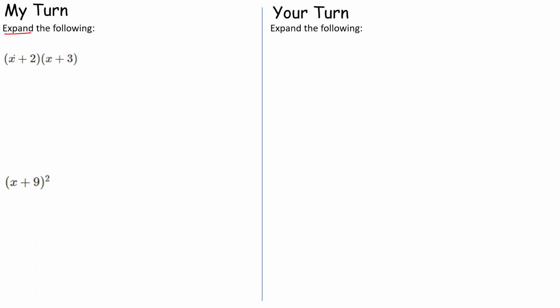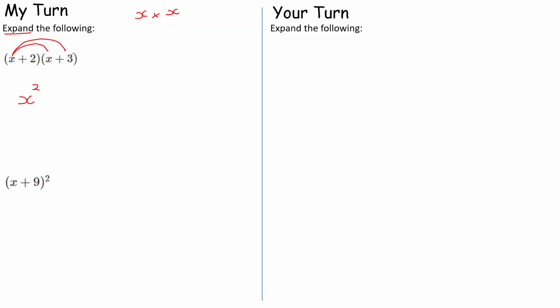And the way that you do this, we'll go through it one step at a time, is you begin by taking the first term in the first bracket and you multiply it with the first term in the second bracket. So you're doing x times by x. X times x we can just write as x squared.